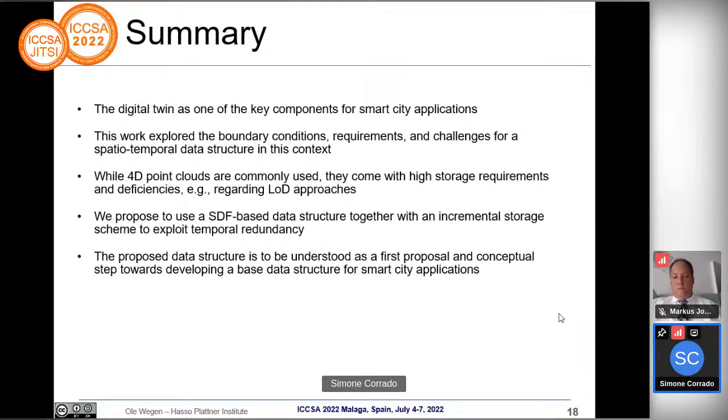Any further questions? Or is there any prerequisite for what data can go into a signed distance field?